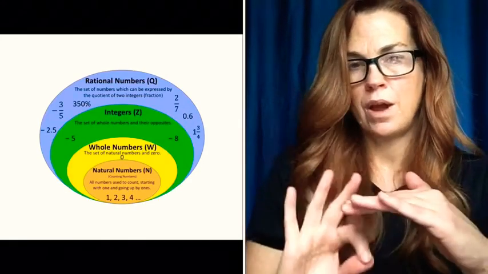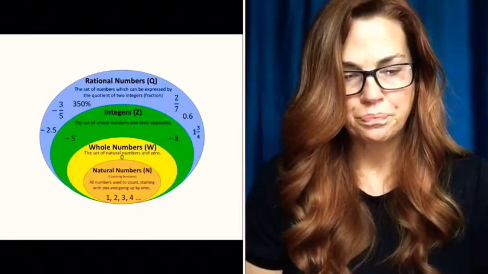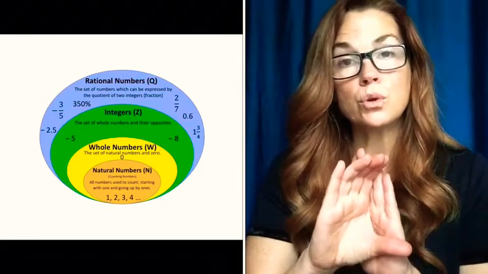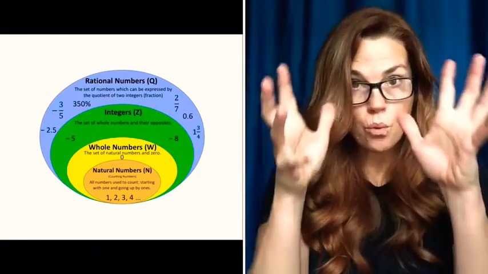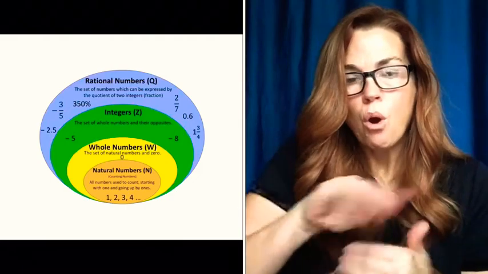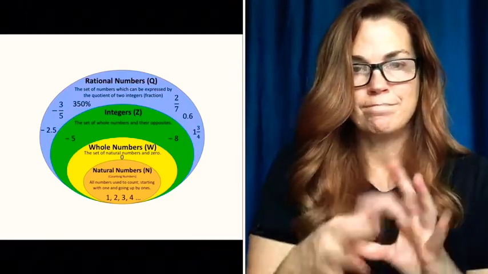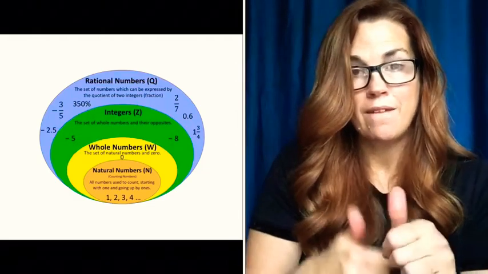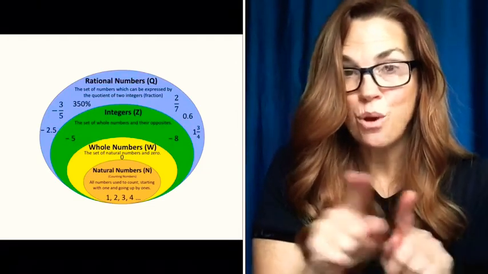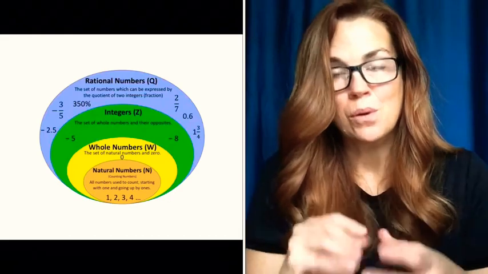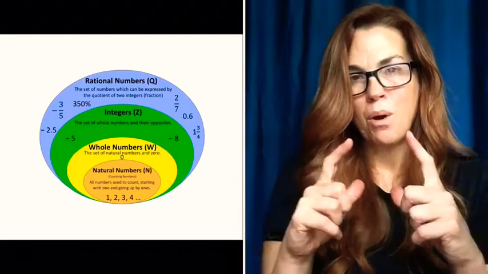In this picture, you can see that the larger blue set, rational numbers, includes everything inside of it: integers, whole numbers, and natural numbers. Every natural number is a whole number, which is an integer, which then is a rational number. The smaller sets are all part of the larger set.